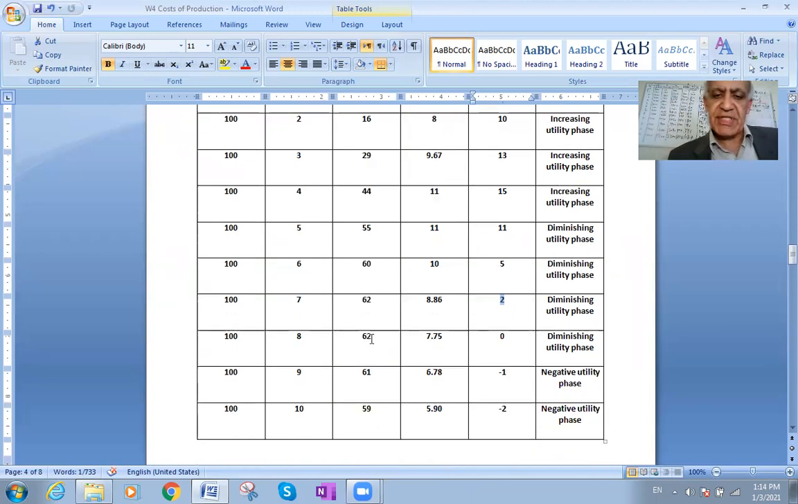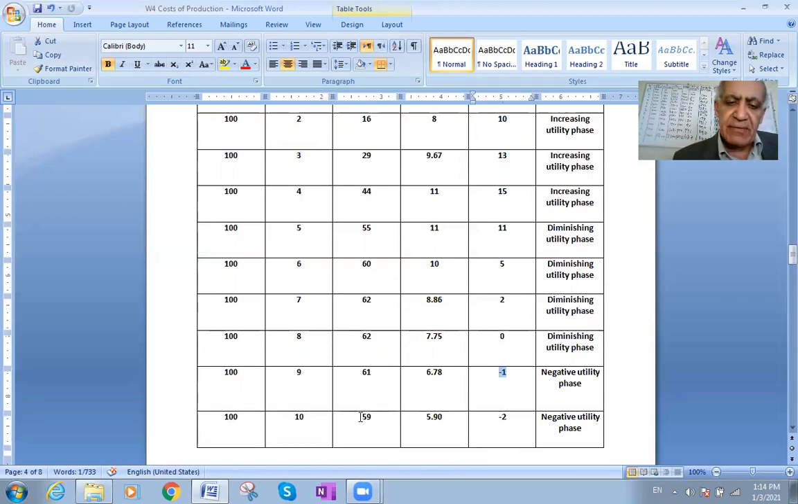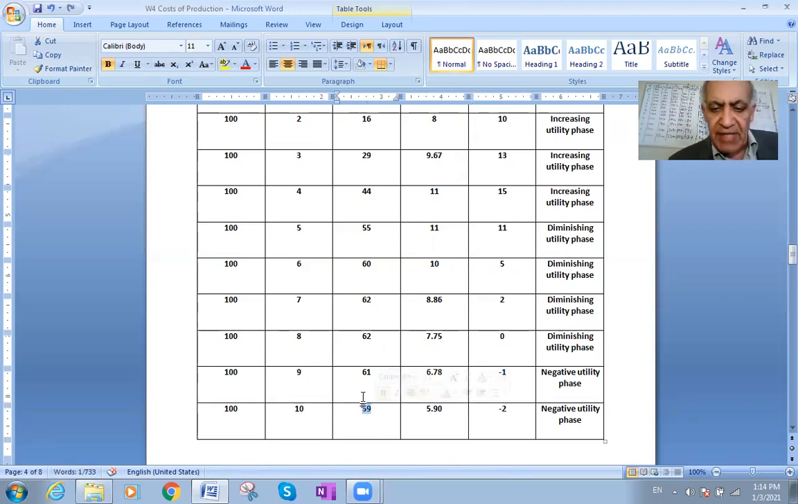And so on. 62 minus 62 here will give me 0. And 61 minus 62 will give me minus 1, like you see here. The number minus the number preceding it will give me the margin. So any marginal will equal the number minus the number which preceded it. Then 59 minus 61 will give me minus 2.